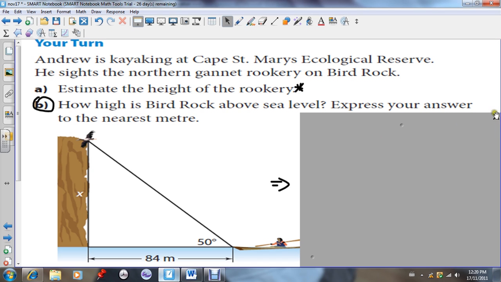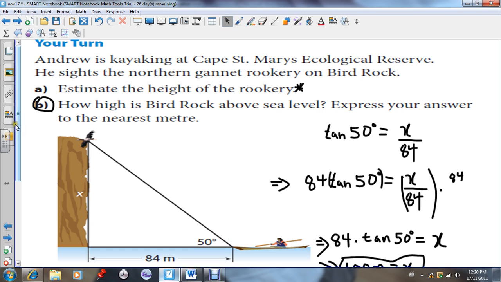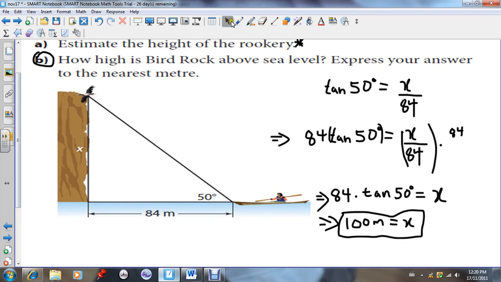Here is how you do this. What you do is simply you look at what you're given. Okay, you got this is the opposite side to the angle. This is the adjacent side to the angle. And this is the angle theta. So you set it up. Tan of 50 equals x, opposite side, over 84. Multiply both sides by 84 to get rid of the fraction here, you're left with x equals 84 times tan of 50. And my friends, I have got 100 meters equals x. So the height of this cliff here, I got to be 100 meters.